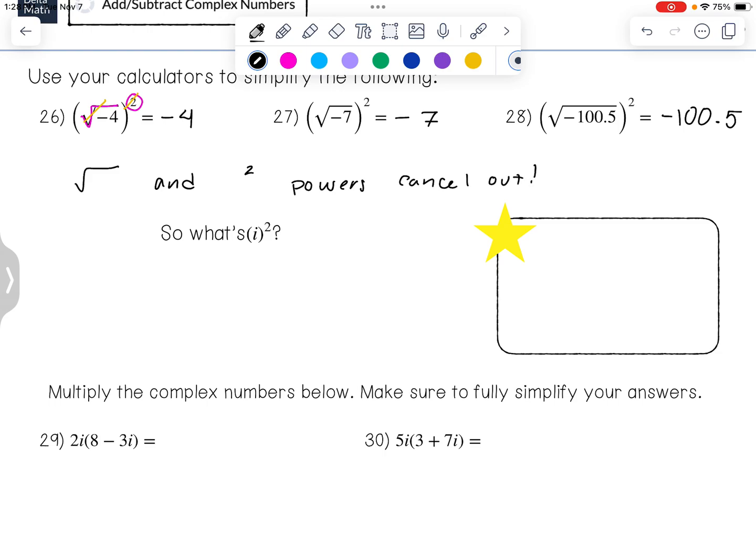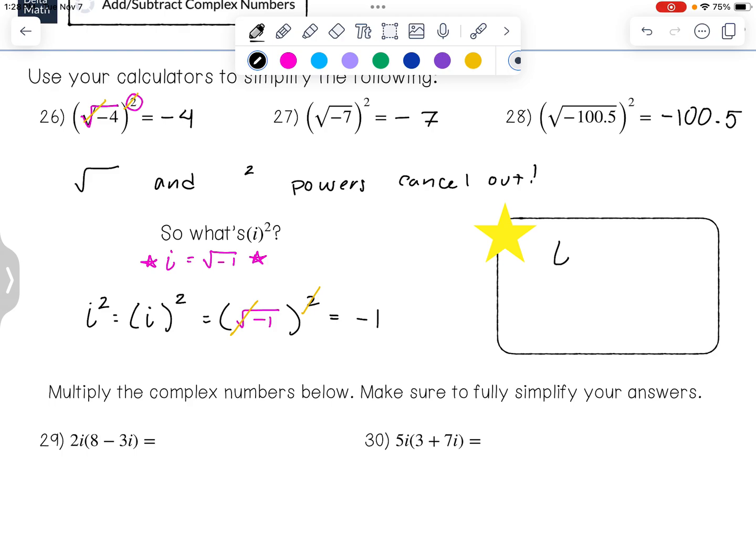So what does that mean for i squared? Well, we want to remember that i is defined to be the square root of -1. So when we go to do i squared, which is really the same thing as saying i squared like that, we can replace i with the square root of -1. And we know based off of our three problems up top, that pattern it's following, the square power and the square root are going to cancel each other out. So i squared is equal to -1.